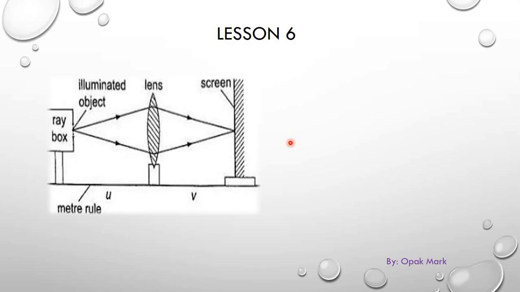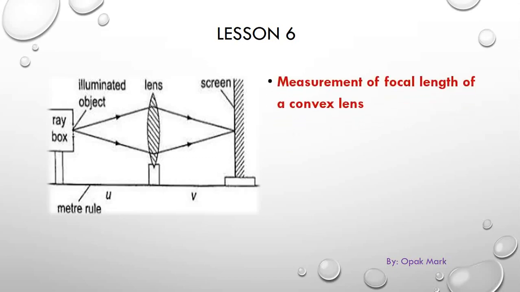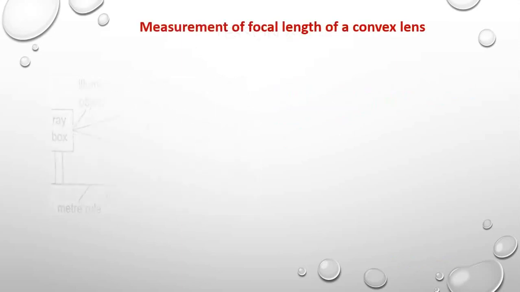In this lesson, we are going to look at the measurement of the focal length of a convex lens. There are a number of methods that we can use to measure the focal length of a convex lens. Method 1, we shall use a distant object.